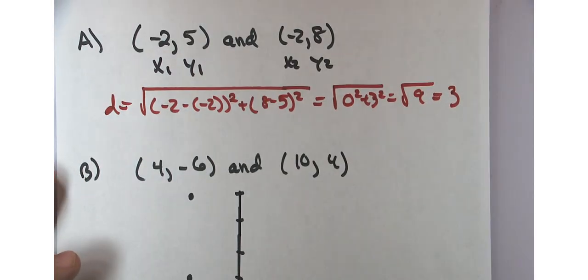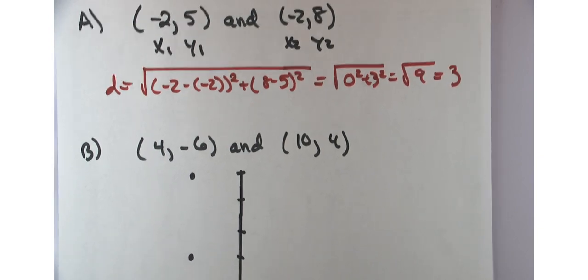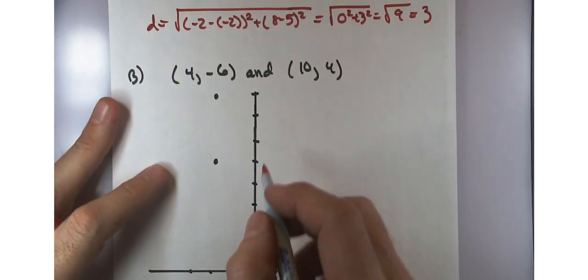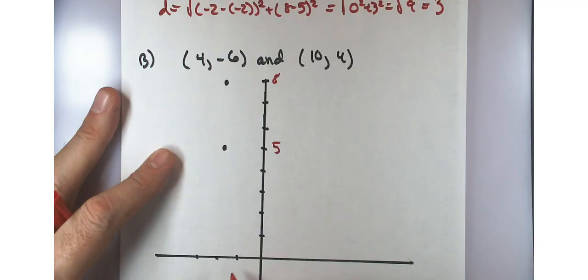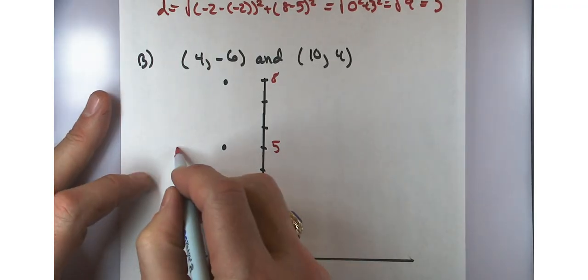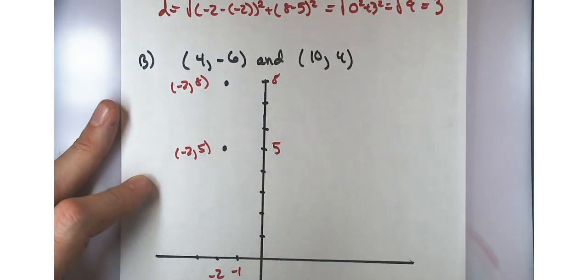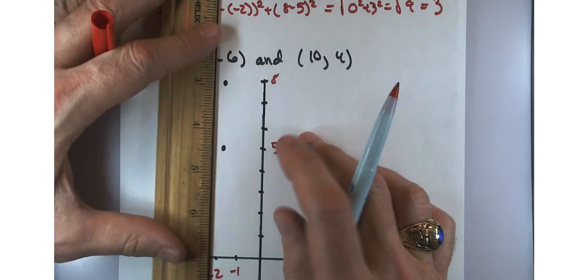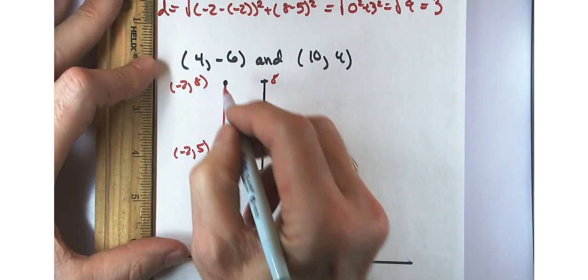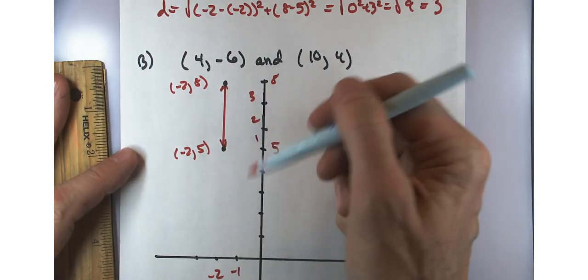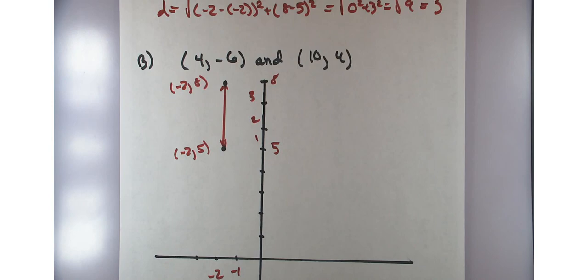If you looked at this geometrically, it'd probably make a lot more sense. So geometrically, let's take a look here. We got 5 and 8, -1 and -2. So here's my point at -2 and 5. Here's my point at -2 and 8. The distance between these things is just this distance right here, right? Which is 1, 2, 3 units. 3 units is the distance between those things. So at least our idea of distance matches what we see geometrically here.